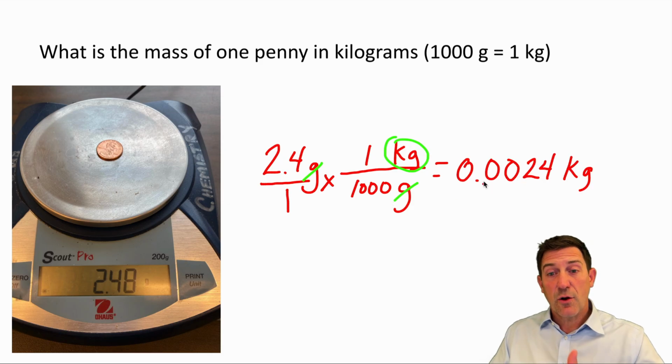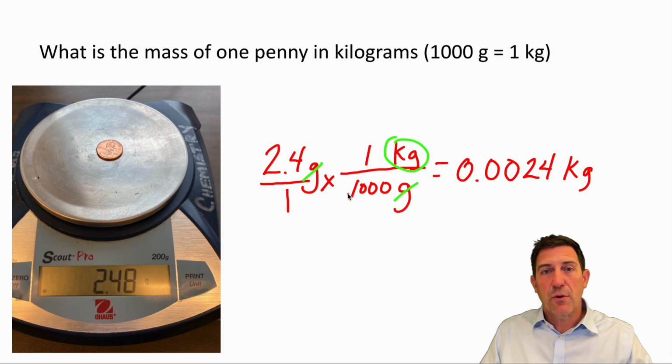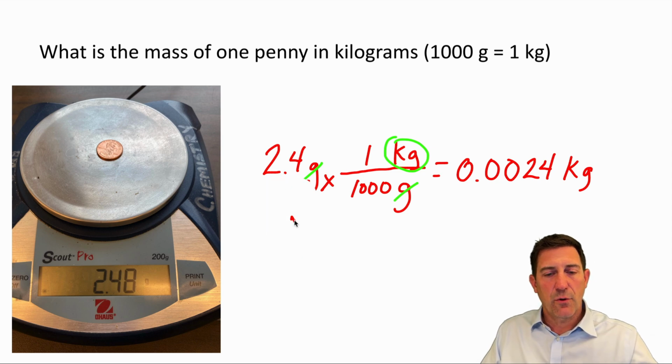So this is 0.0024 kilograms. The rules that we've learned about for significant digits, this is a multiplication and division problem. So we would look at this 2.4. Now let me take it back to the way it was before I put it over 1, just to make some people feel better. There we go. So we've got the 2.4, cleaning up, 2.4 times 1 divided by 1,000. Now this number has 2 significant digits in it.